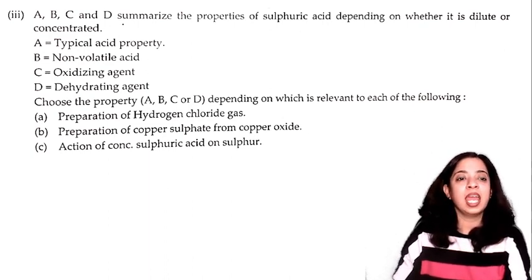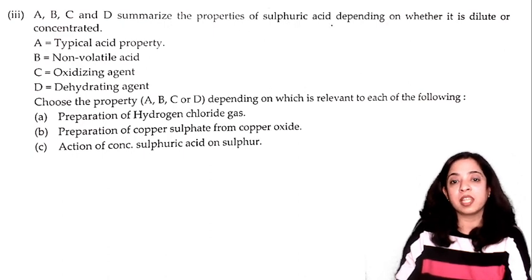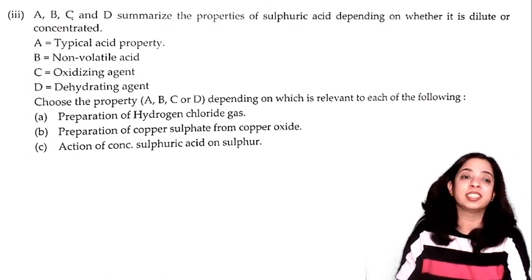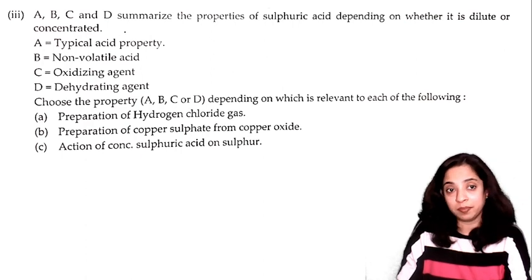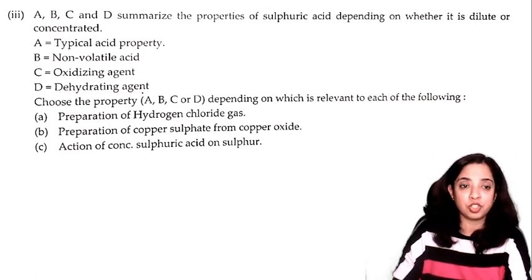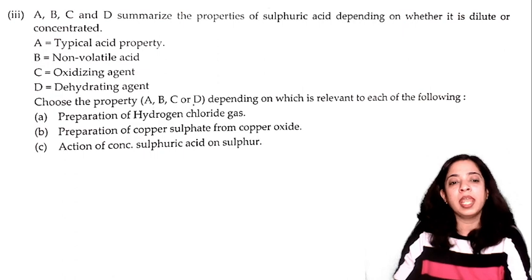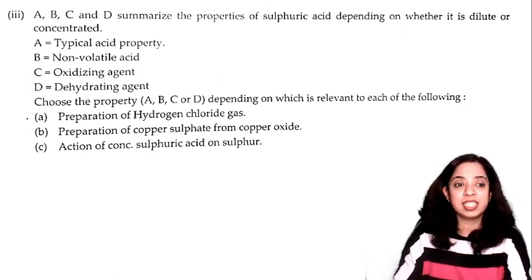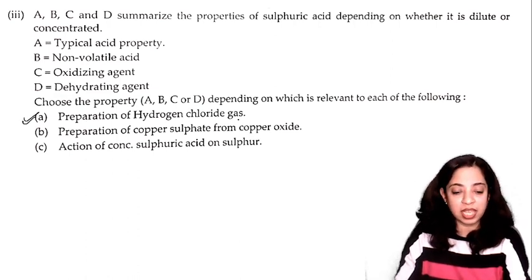Now the third question. A, B, C and D summarize the properties of sulfuric acid depending on whether it is dilute or concentrated. Capital A is typical acid property, B is non-volatile acid, C is oxidizing agent, and D is dehydrating agent. Now choose the property A, B, C or D relevant to each of the following. Let's see the first question. Preparation of hydrogen chloride gas.